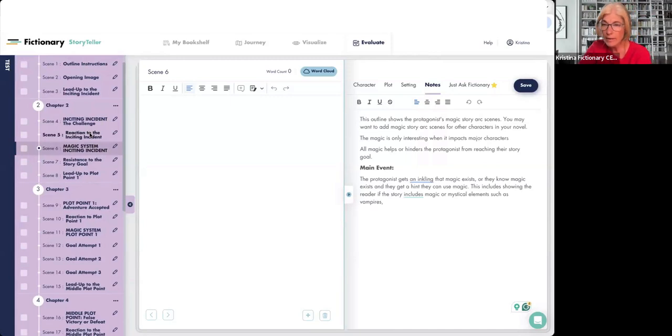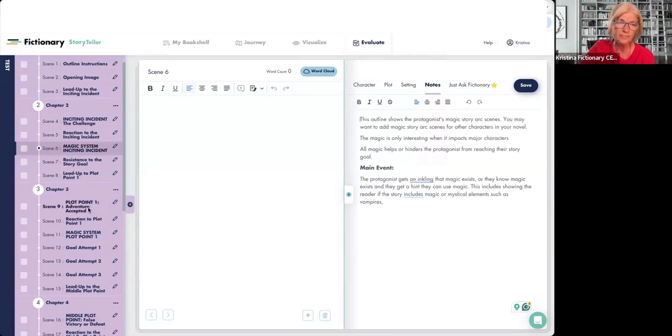It can be part of the reaction to the inciting incident, part of the resistance to the story goal. Doesn't actually matter. We pulled it out separately so you know that it exists, and it's going to kick off the supernatural element of your story.